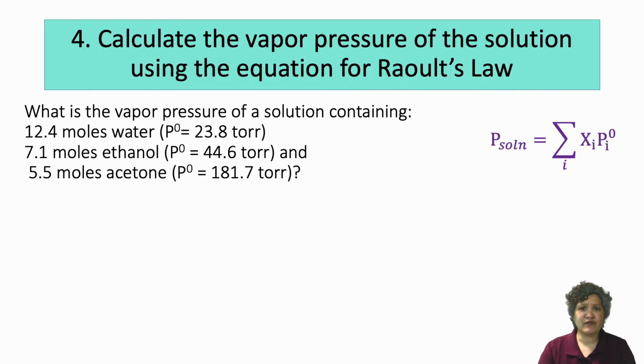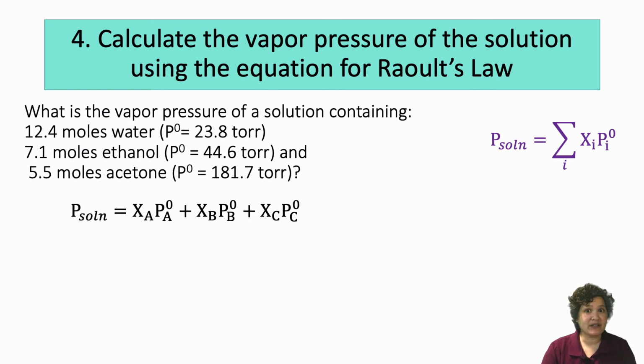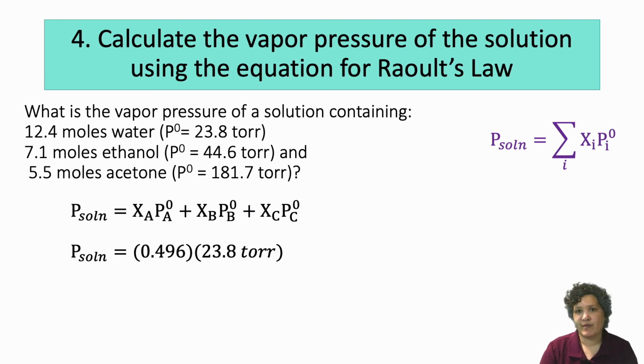All right, now that we have our mole fractions, we can go ahead and calculate the vapor pressure of the solution using Raoult's law. And again, 3 volatile components means we do 3 calculations. We have a 3-term form of Raoult's law. So let's start with the calculation for water. Remember water, we had a 0.496 mole fraction times 23.8 torr for pure water.